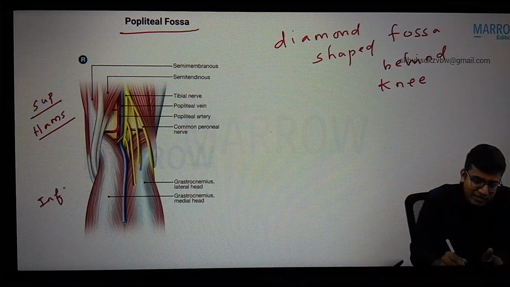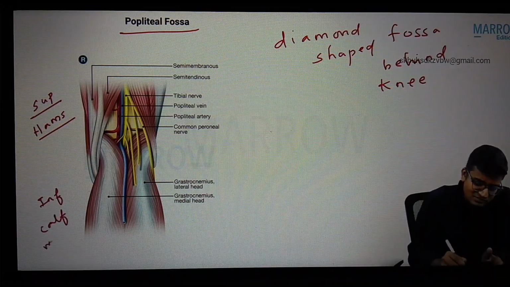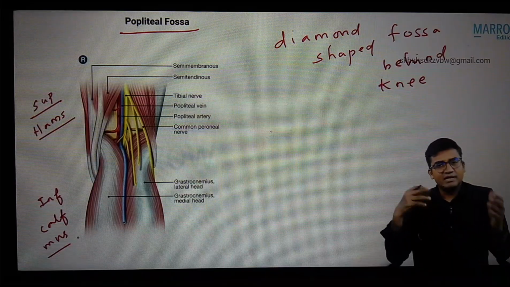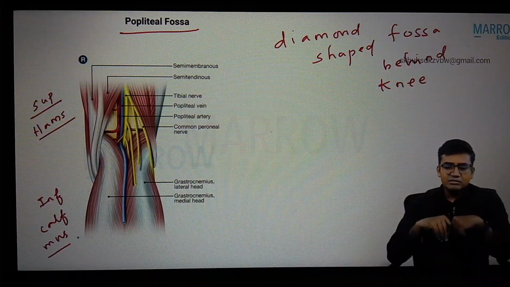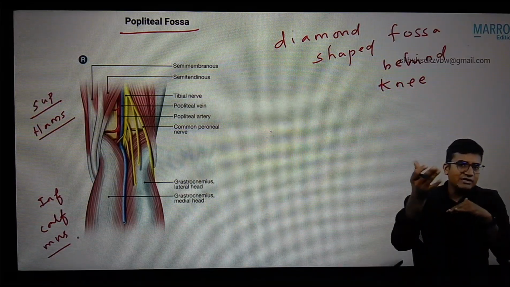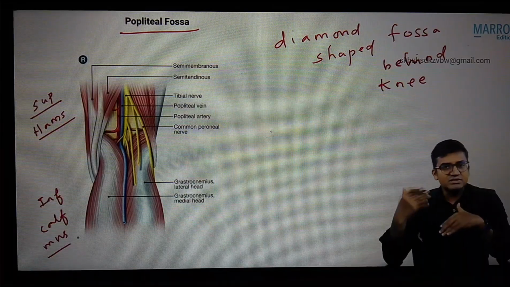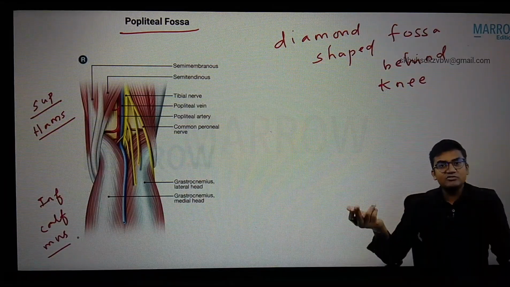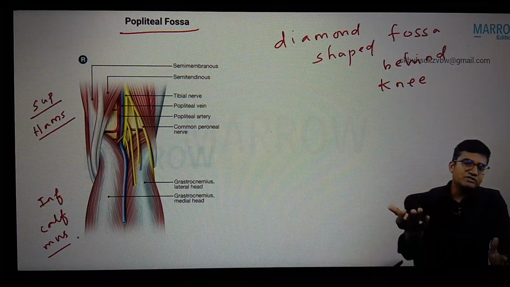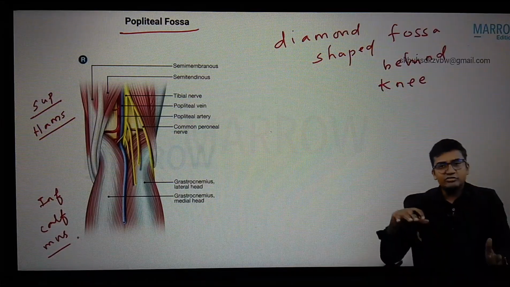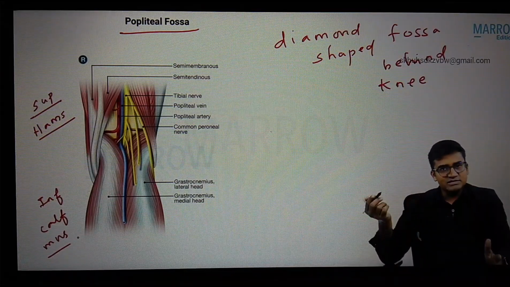Inferior boundary is formed by calf muscles. Very simple. Diamond-shaped fossa behind the knee joint. Now, above the knee joint, on the back side, what do we have? Hamstring muscles. Below the knee joint, on the back side, we have calf muscles. That's all simple. So, superior boundary is formed by hamstring muscles. Inferior boundary of the fossa is formed by your calf muscles.